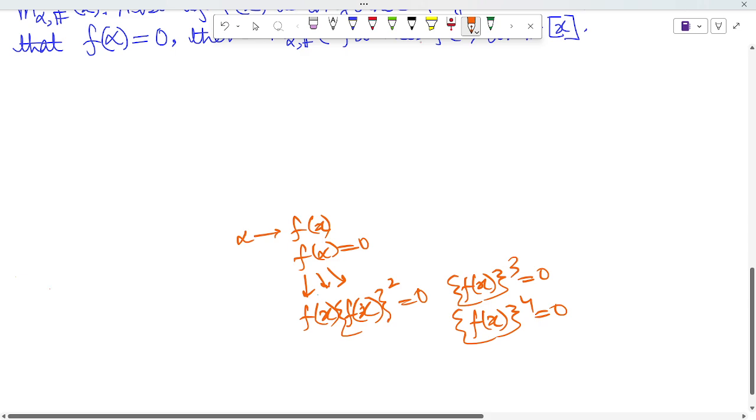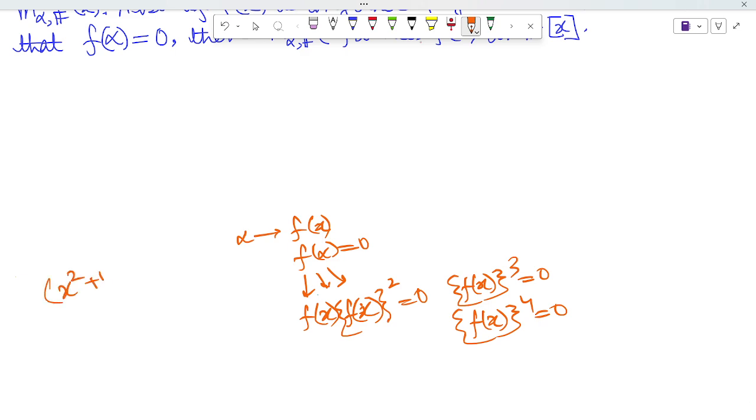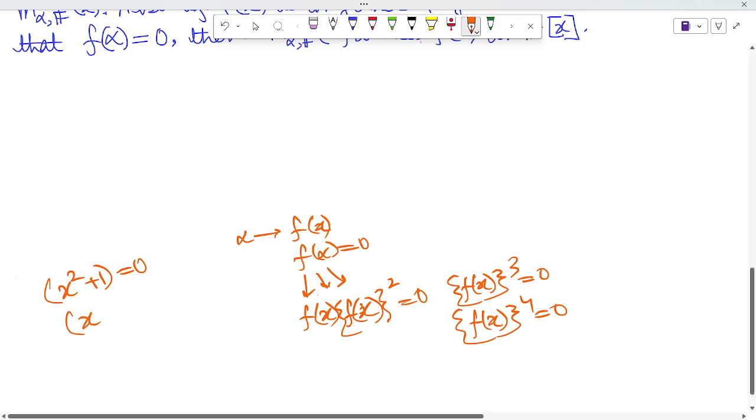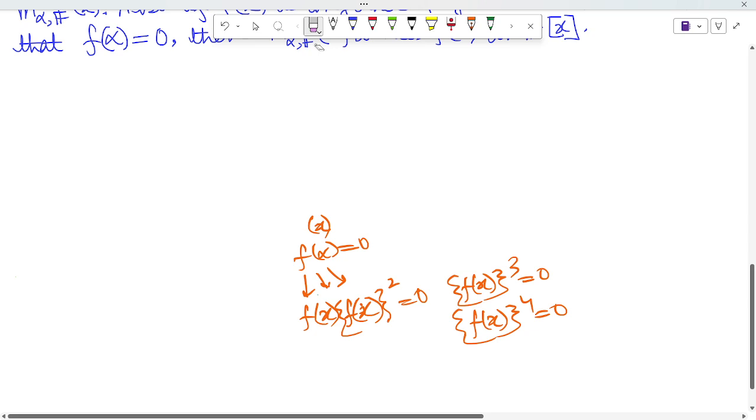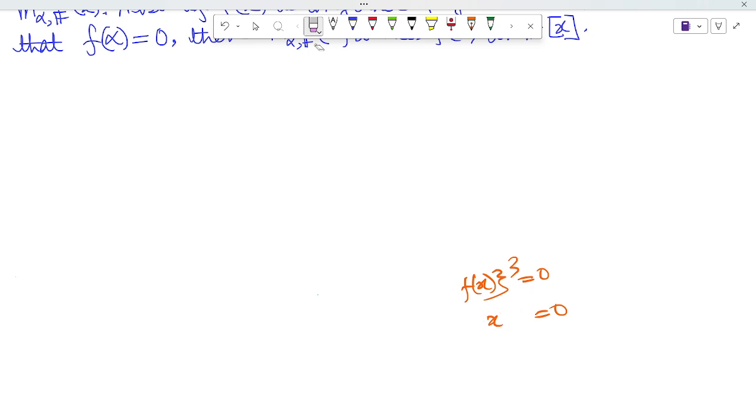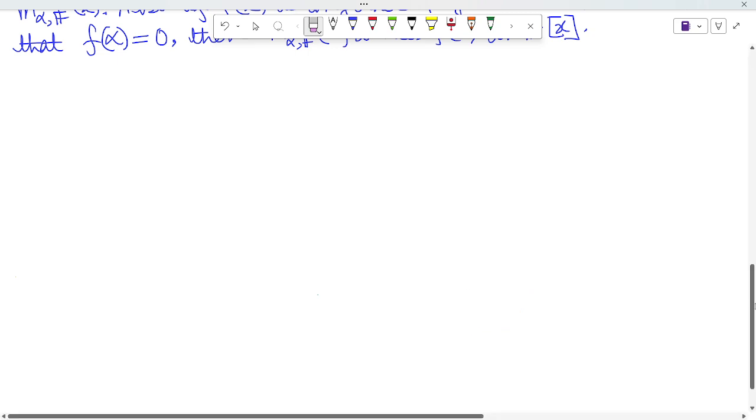For example, x square plus 1 is satisfied by i. Then see, x square plus 1 whole square equal to 0 is also satisfied by i. x square plus 1 whole to the power 100 will also be satisfied by i. You can increase the degree by multiplying suitable terms. But the minimum one is this: the concept of minimal polynomial. So let me explain.